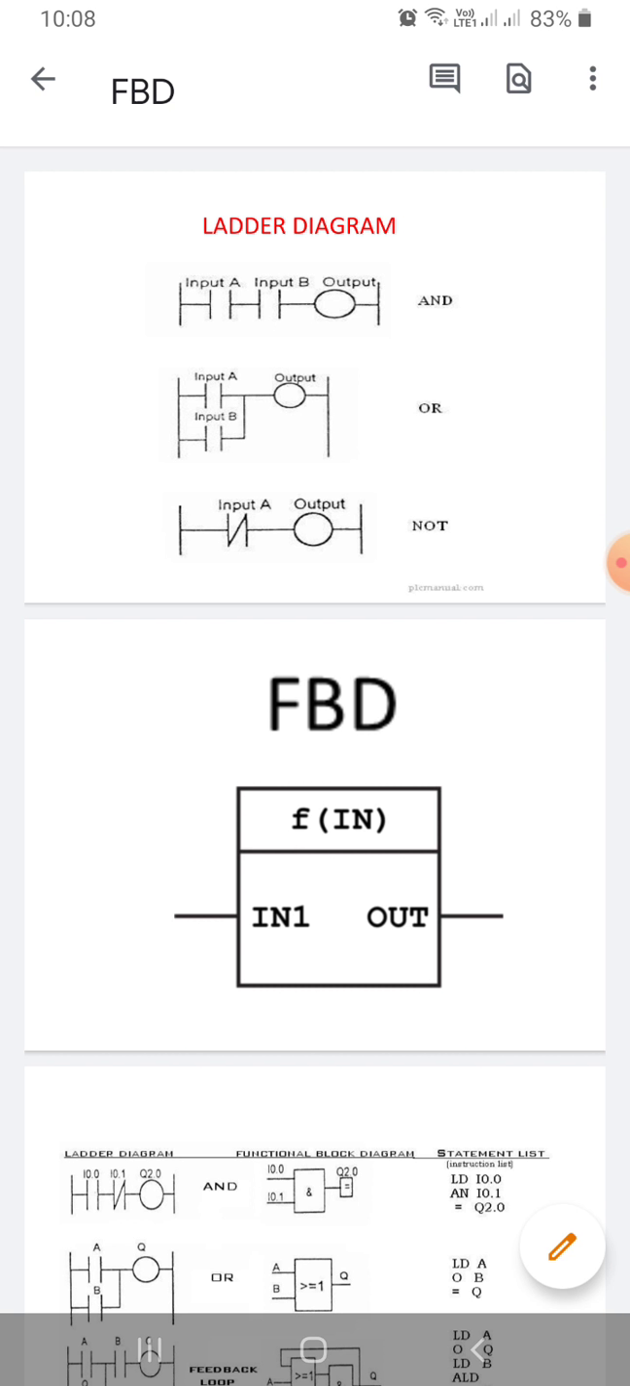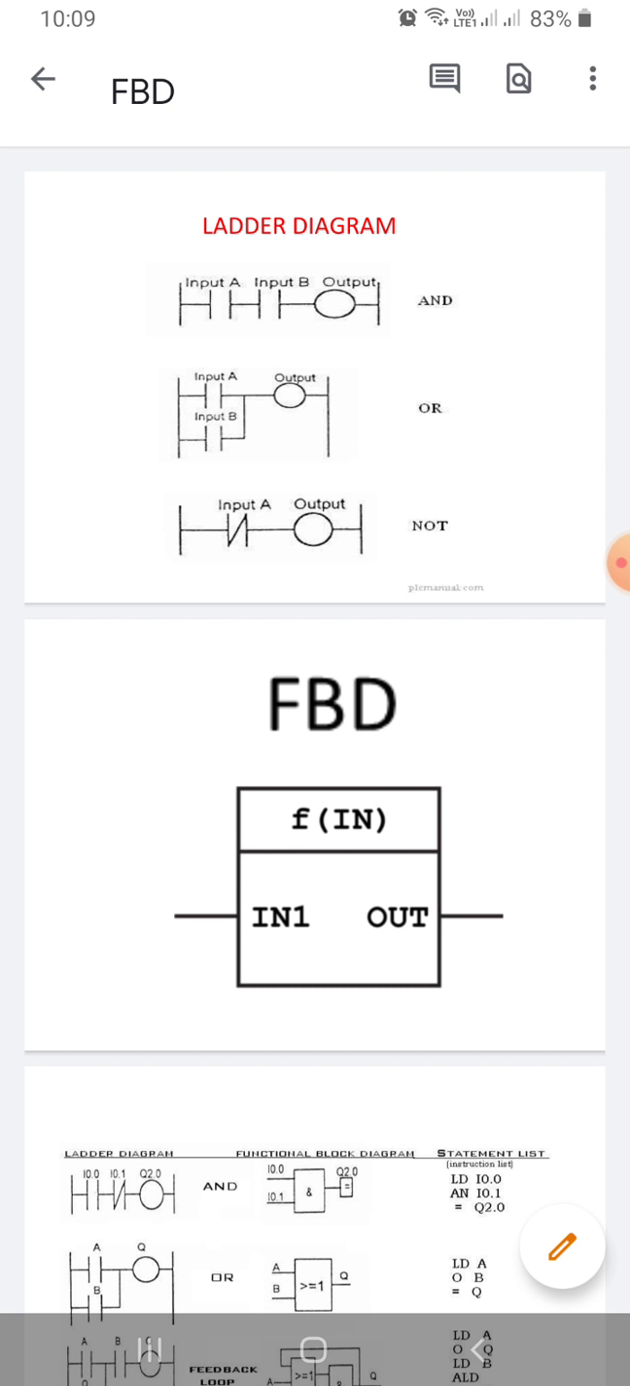Then sequential function charts. This was developed to accommodate the programming of more advanced systems. These are just like flow charts but much more powerful. This method is much different from flow charts because it does not have to follow a single path through the flow chart. Got it?